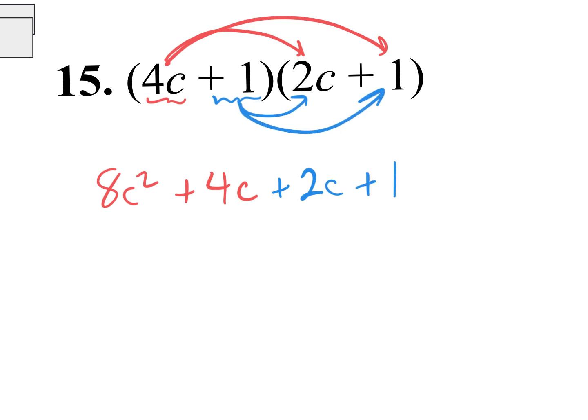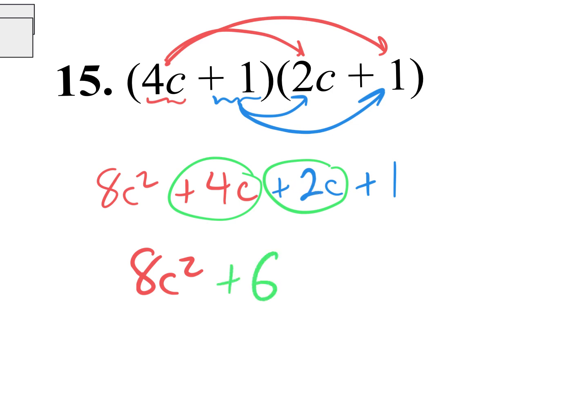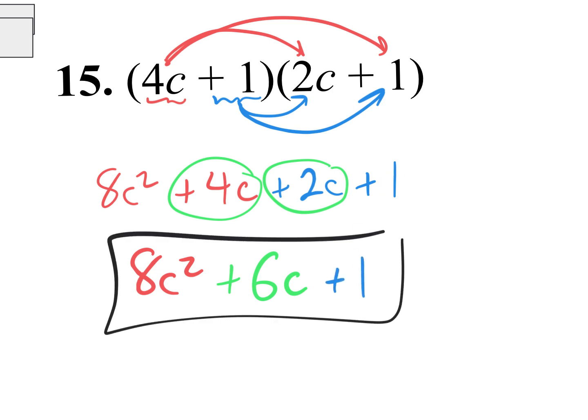Out of those 4 terms, what could you combine? The two middle terms, the c's with the c's. So your final answer is going to be 8c squared. You couldn't combine it with anything. And when you actually combined the 4c with 2c, you're going to get a total of 6 of those c's, positive 6c. And of course, the 1, you can't combine it with anything, so just bring it down. And there's your answer, 8c squared plus 6c plus 1.